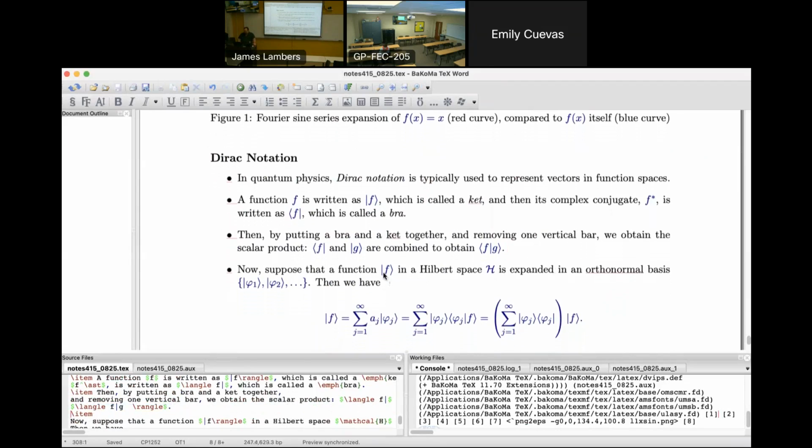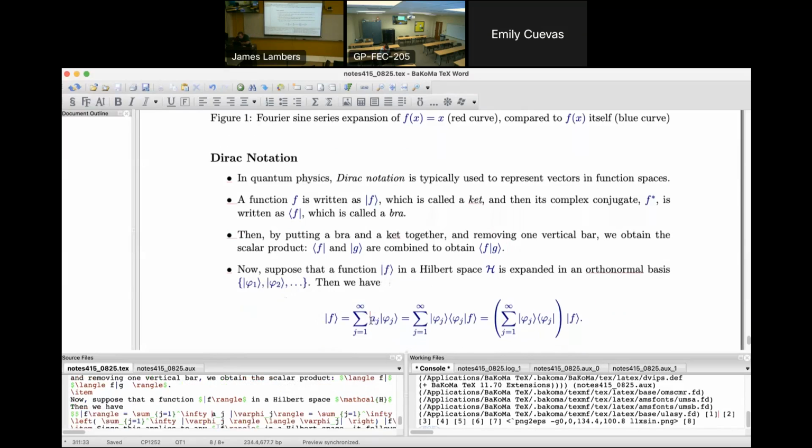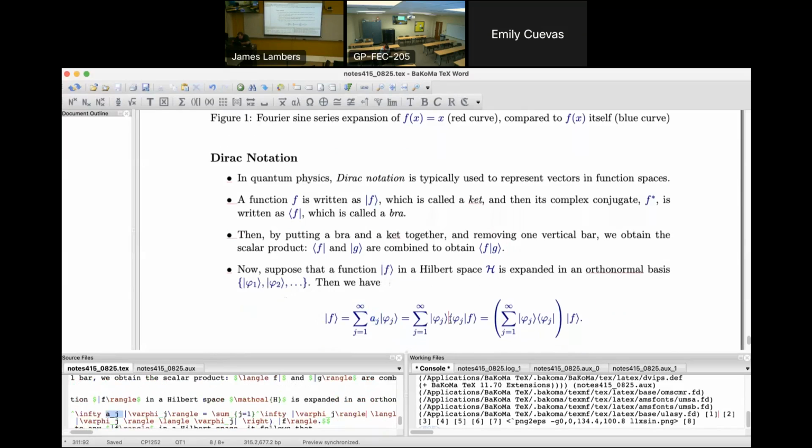So now, using the ket notation, I have a function in Hilbert space, and I'm expanding it in an orthonormal basis, so each member of the orthonormal basis is also expressed using the ket notation. So it was written as an expansion with coefficients aj, but the coefficients aj have this formula here, this scalar product.